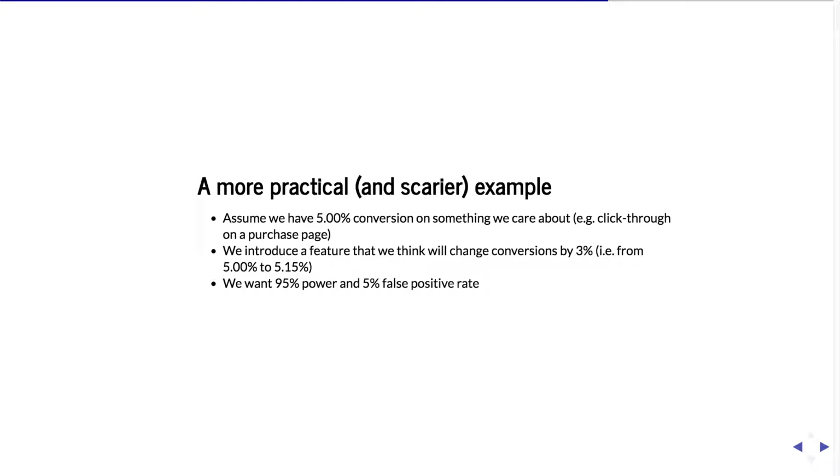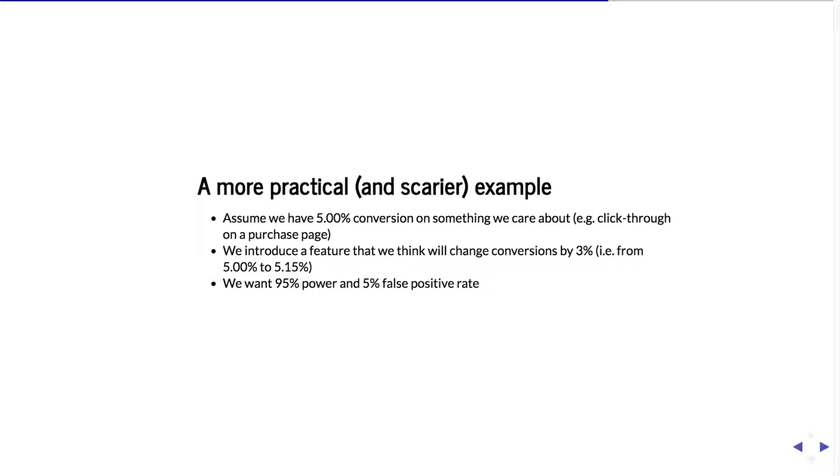So let's do a little more practical and scarier example. Let's assume we have 5% conversion on something we care about, like click through on some purchase page, or people taking their 10th trip in our app, whatever it is. And we're going to introduce some feature that we think will change that by 3%, which is only going from 5% to 5.15%. But if you're thinking about purchases, right? Increasing your revenue by 3% with a single feature change is a lot, right? So this is the sort of thing that people are testing all the time.